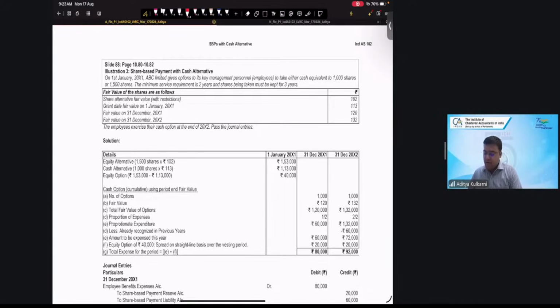ABC Limited gives options to its KMP to either take cash equivalent to 1,000 shares or 1,500 shares. The minimum service requirement is 2 years and shares being taken over must be kept for 3 years. So that is your question. Now, how do we do this?